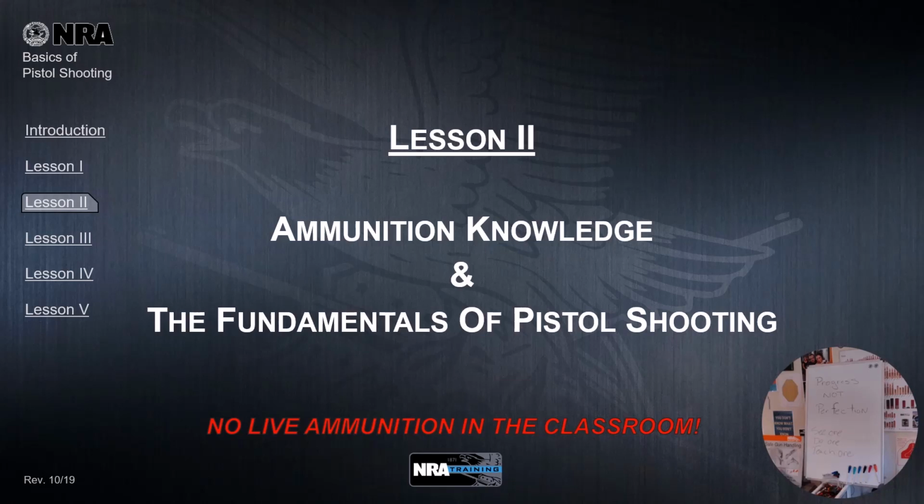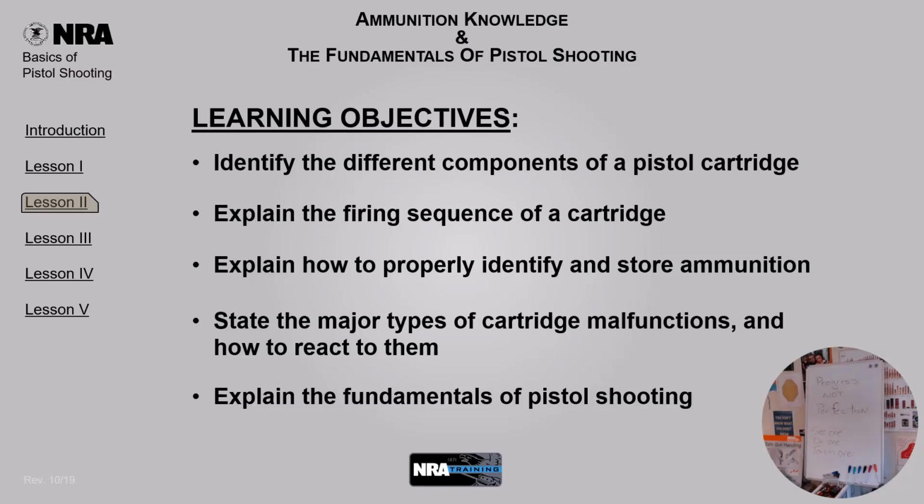All right, lesson 2, ammunition knowledge and fundamentals of pistol shooting. Learning objectives: identify the different components of a pistol cartridge, explain the firing sequence of a cartridge, explain how to properly identify and store ammunition, state the major types of cartridge malfunctions and how to react to them, and explain the fundamentals of pistol shooting.